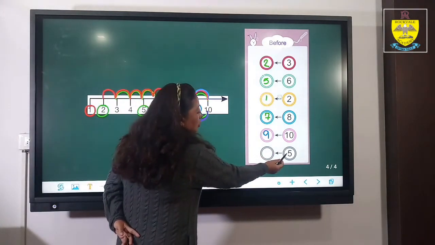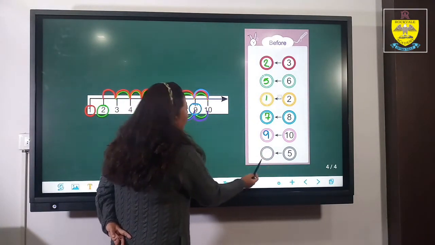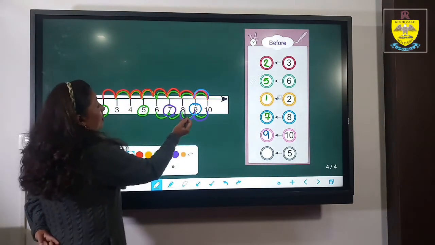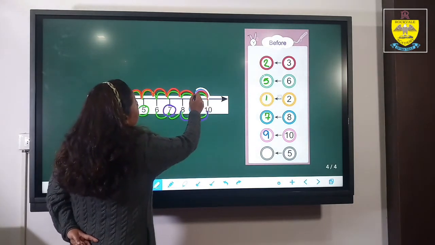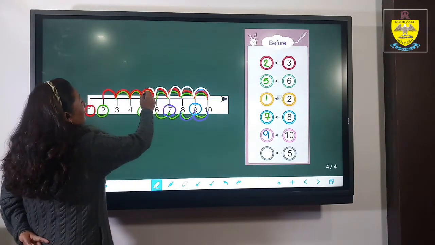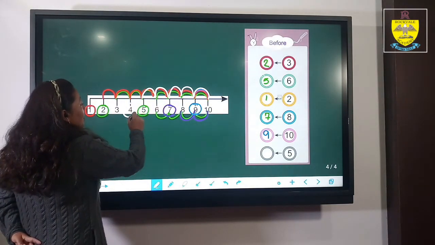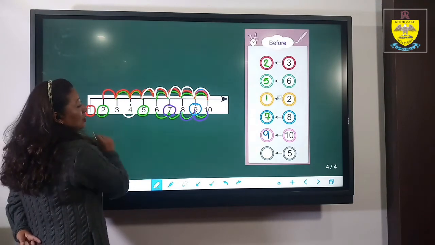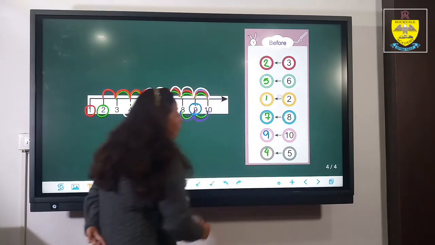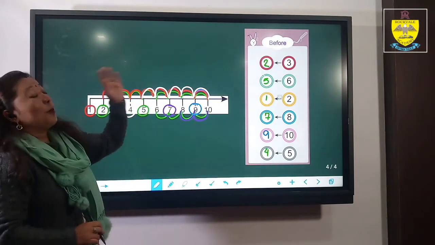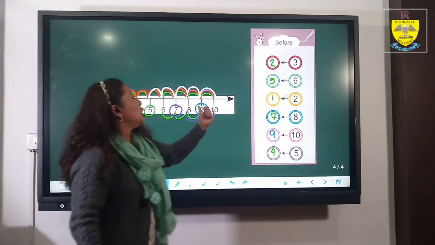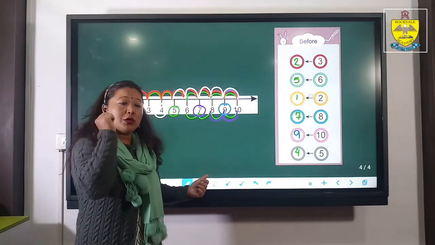Okay. Look at the last question. What comes before 5? Again, we'll do backwards counting. Let's do backwards counting. It's 10, 9, 8, 7, 6, 5. Then comes 4. So the answer here is 4. Okay. So please remember, when you're doing what comes before, you will have to count backwards.